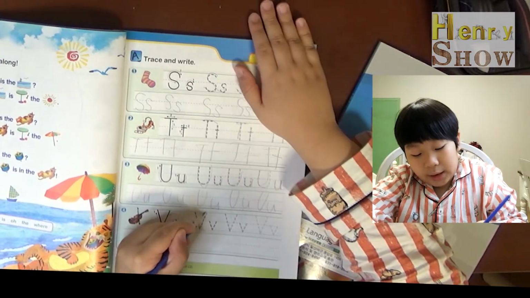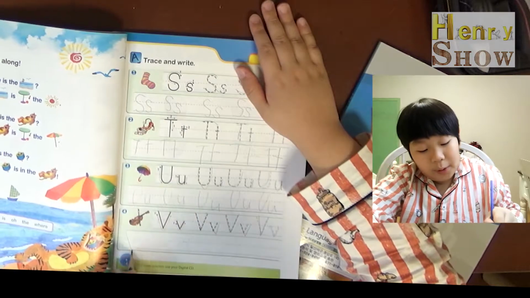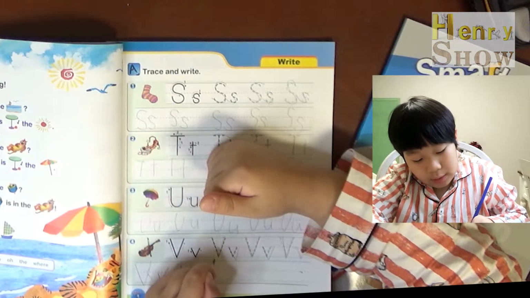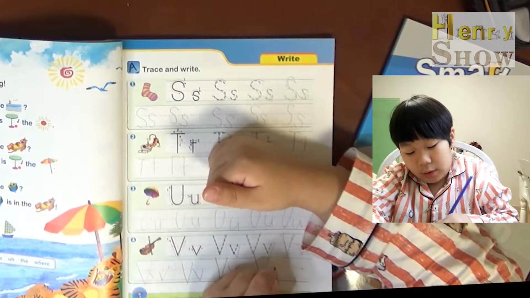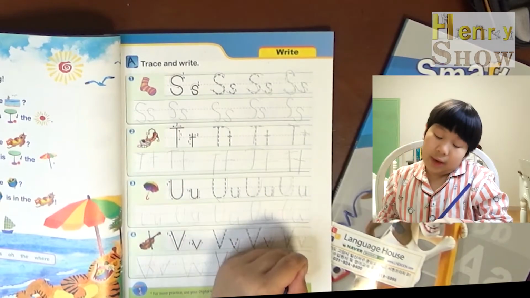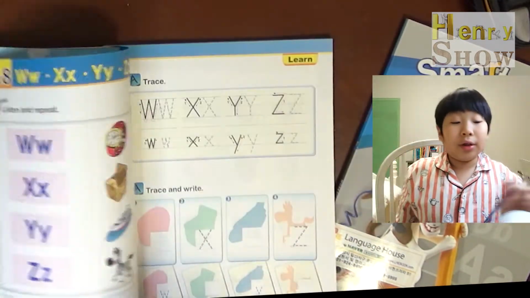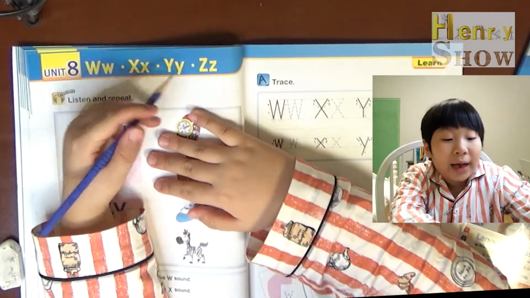Well, then V. Capital V, lowercase v. Capital V, lowercase v. V. Now next time we're going to learn the last unit, W, X, Y, Z.